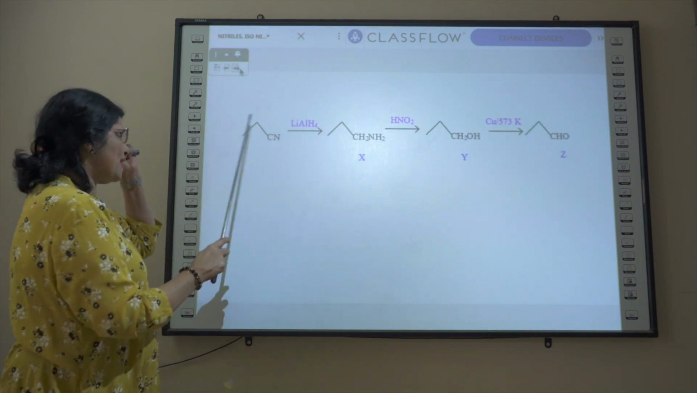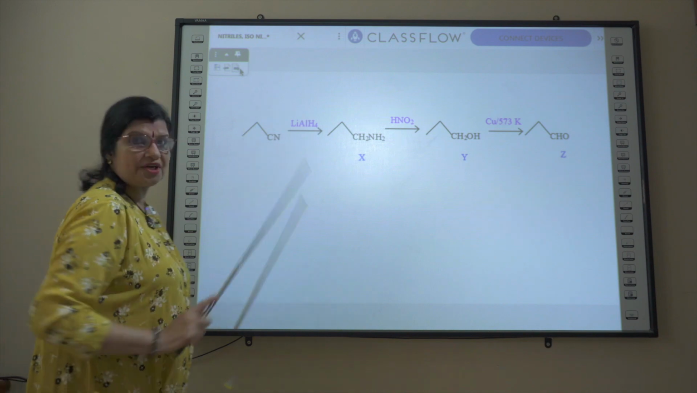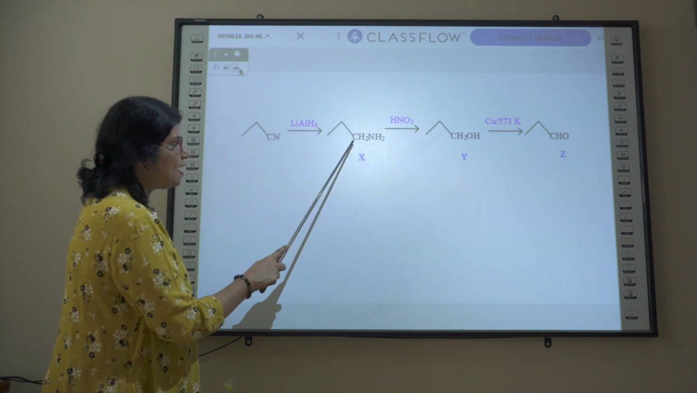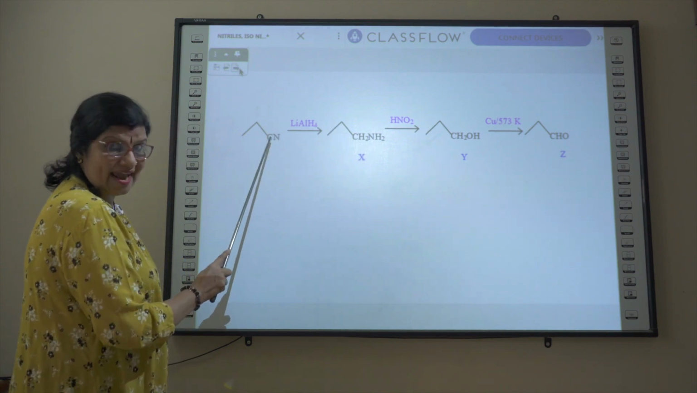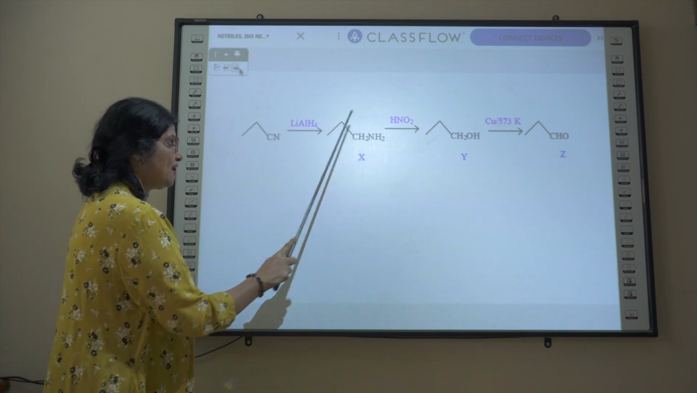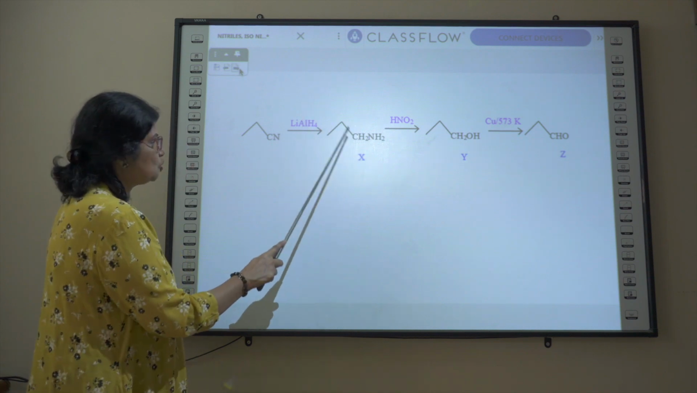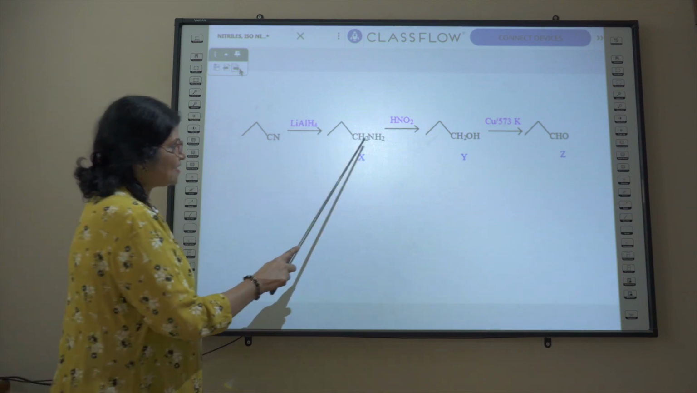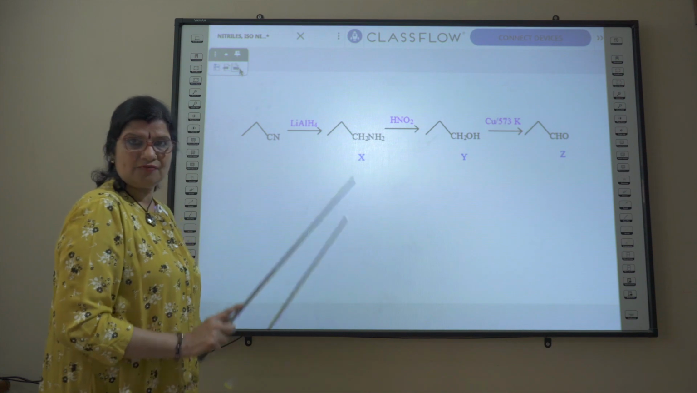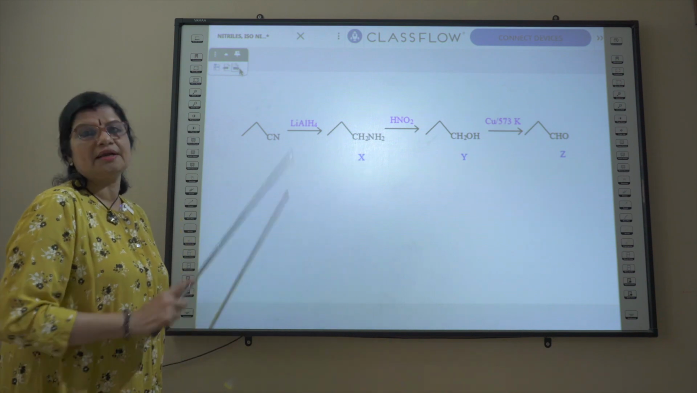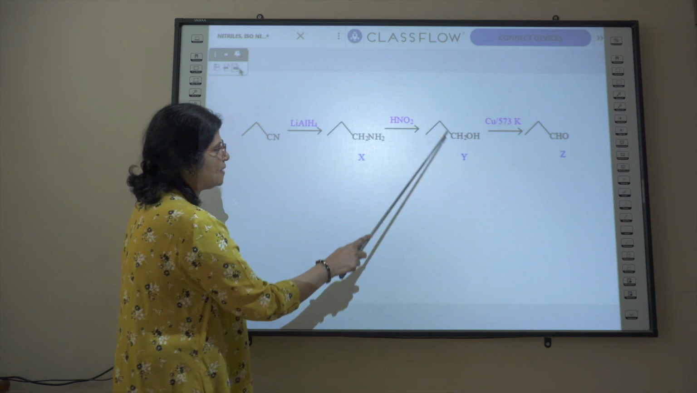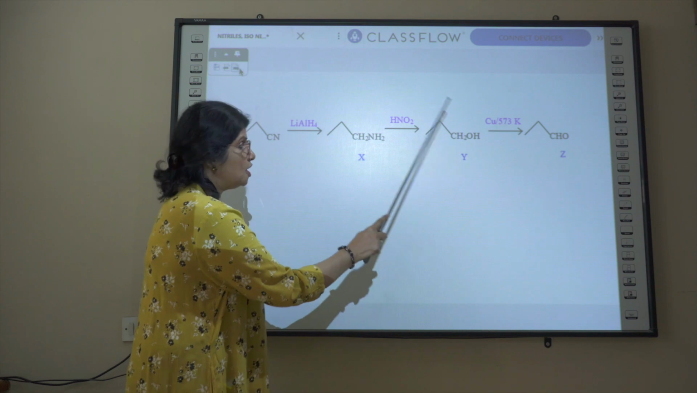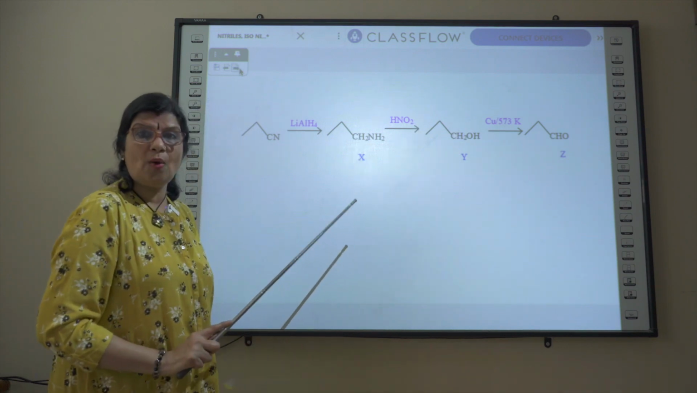So we start with propane nitrile subjected to reduction with a very strong reducing agent lithium aluminium hydride to give you the corresponding primary amine. C triple bond N is reduced to CH2NH2, which is X, which is 1, 2, 3 propyl amine or propan 1 amine. That when subjected to nitrous acid will give you the corresponding diazonium salt, decomposes to give you the corresponding primary alcohol. So CH2NH2 is now converted to CH2OH, propyl alcohol or propan 1-ol.